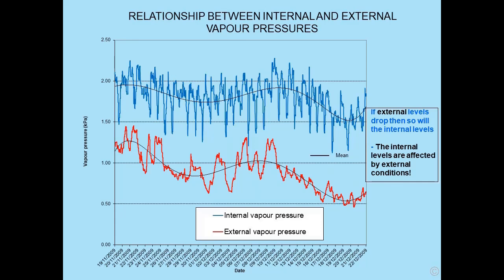And one can see here the relationship between internal and external vapour pressures. The bottom, the red graph, is the external, and as we can see, as the external levels of water vapour go up and down slowly, not the quick peaks and troughs, but overall, then so does the internal vapour pressure. It follows it. The internal levels are affected by external conditions, and sometimes this can be quite considerable.